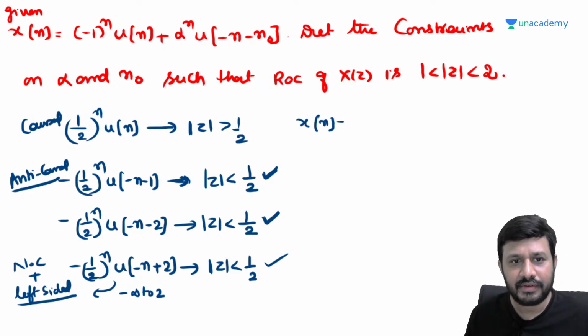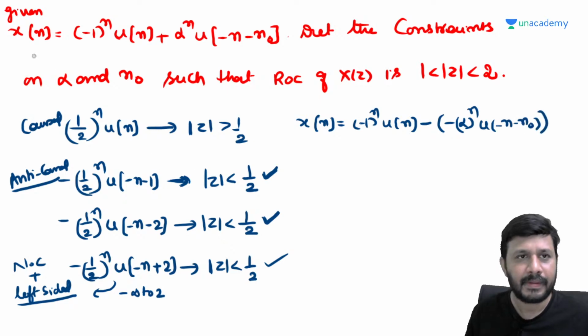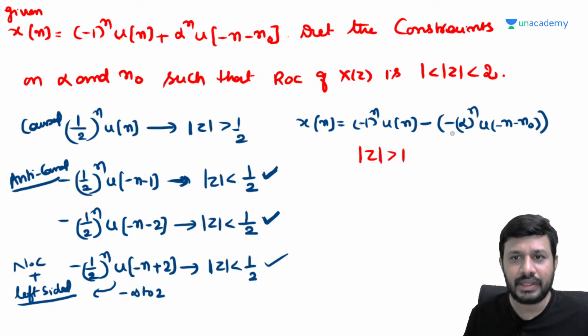x[n] is (-1)^n u[n] plus alpha^n u[-n-n0], or I can write it as minus alpha^n u[-n-n0]. What is the ROC for the first one? a^n u[n]: |z| > |a|. Now the second, what is the ROC? Minus a^n u[-n-n0].